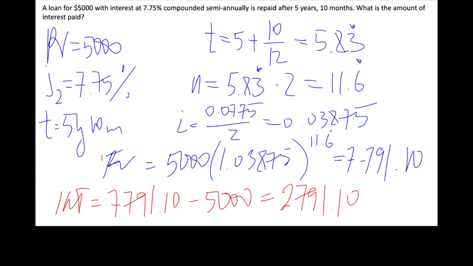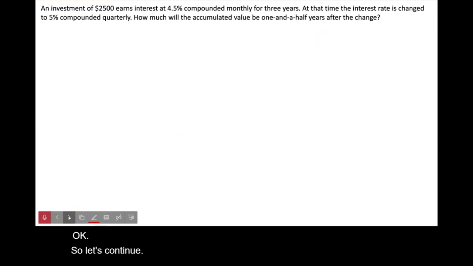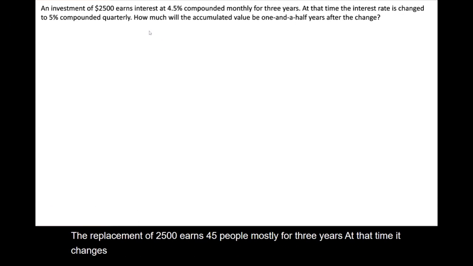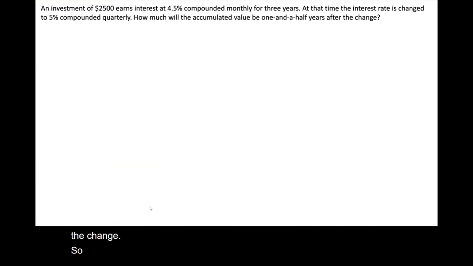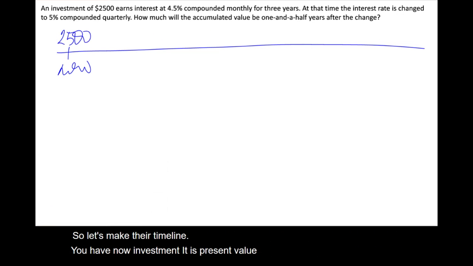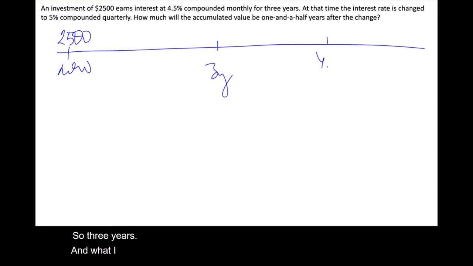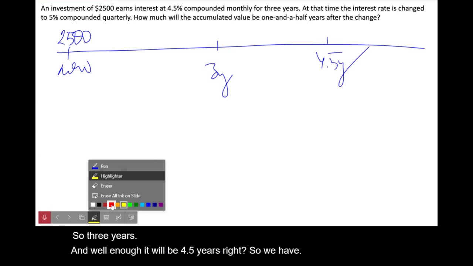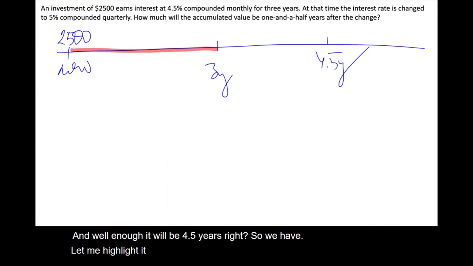Okay. So let's continue. An investment of 2,500 earns 4.5% compounded monthly for 3 years. At that time, the interest rate changes to 5%. How much is the accumulated value 1.5 years after the change? So let's make the timeline. We have the investment now. It is a present value again. So 3 years, and 1.5, it will be 4.5 years, right? So we have, let me highlight it here, this interval.